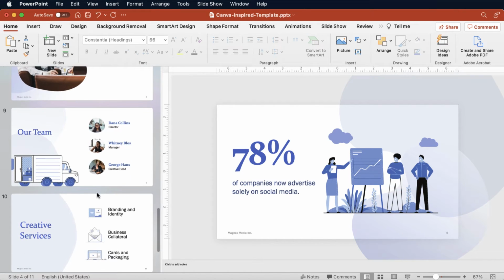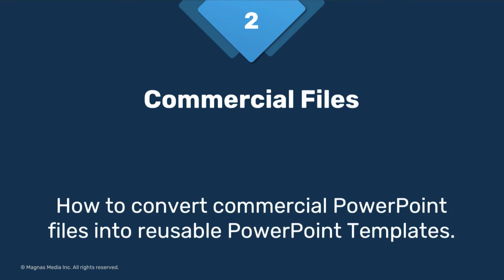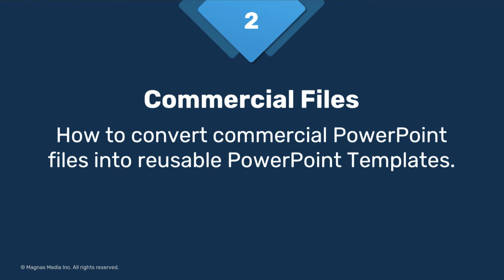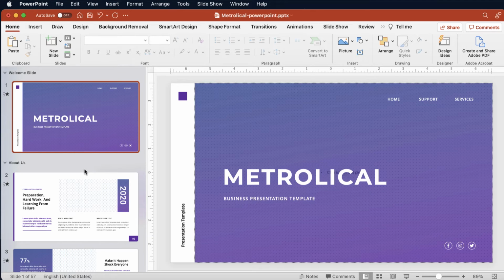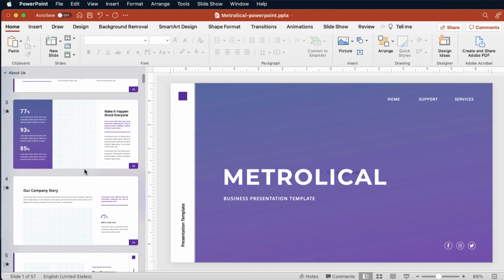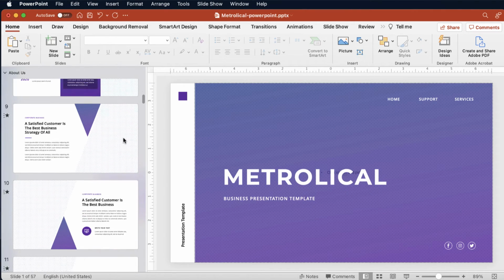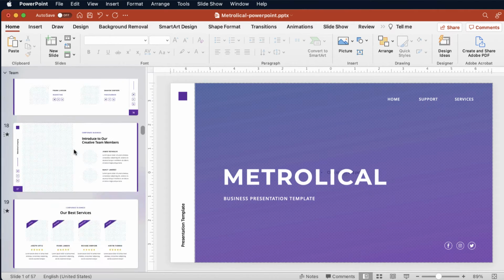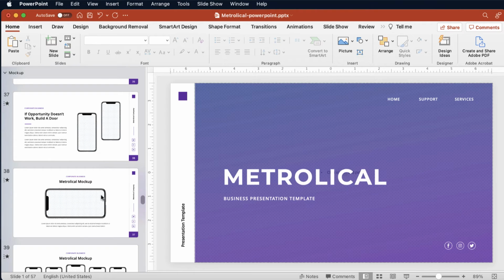So the same principles apply to really any file, but in this example, I'm going to show you how I'm taking a commercial presentation that I paid for and downloaded, and how I'm turning it into a reusable PowerPoint template. Now, in the case of this particular commercial template, you'll notice that we have a lot more slides to work with here, not like Canva where we had 10. I think there's up to 57 slides.